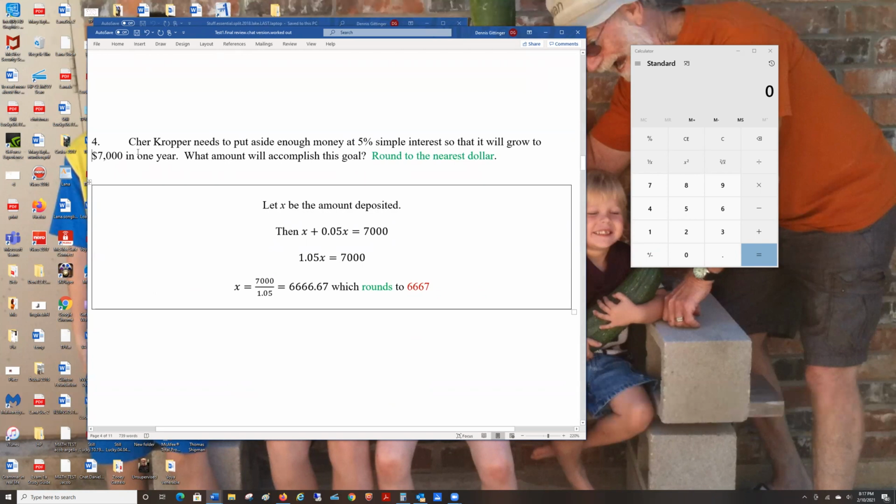Same kind of problem. Putting some money aside at 5% interest so that it will grow to 7,000 in 1 year. So if X dollars is deposited, then that X dollars will add interest to that. The bank will add interest to that of 5%. And again, X plus 0.05X is 1.05X. So you divide, you get 6666.67, but it says round to the nearest dollar, and 67 cents is close enough to make it $6,667.